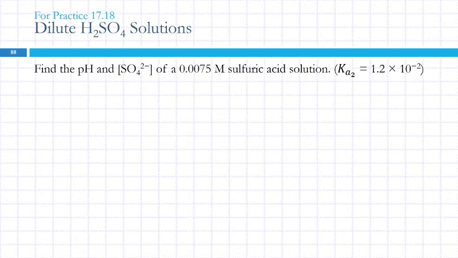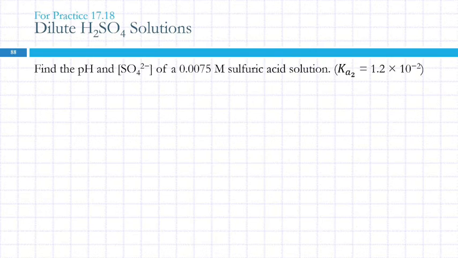So here we're asked to find the pH and the sulfate ion concentration of a 0.0075 molar sulfuric acid solution. And they're giving us Ka2. They didn't give us Ka1. Why? Is it because it's smaller? No, it's a strong acid. So the first one is strong, and so we don't have a numerical value for it. It just ionizes completely. So I guess you could think of it as infinity if you wanted to.